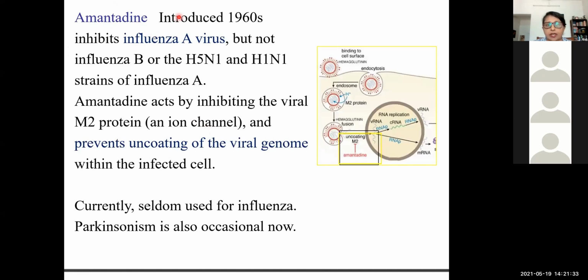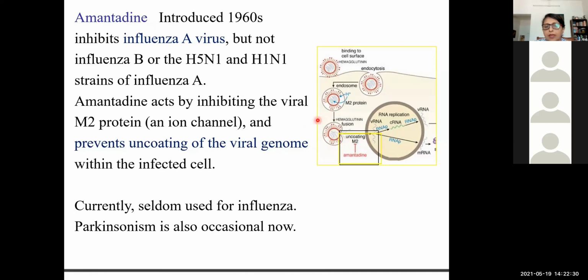Number one is amantadine. It was introduced in 1960, but it is effective only for influenza A virus, not B, C, or H5N1 and H1N1 etc. What is the mechanism of action? Whenever the virus enters the body, there will be uncoating of the virus so that the RNA can come out. This uncoating is mediated through a protein called M2. Amantadine acts on this M2 and inhibits the uncoating, so the RNA cannot come out. It will prevent the uncoating of the influenza A virus.